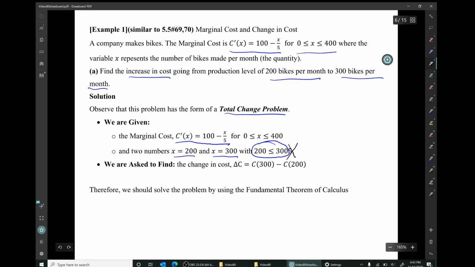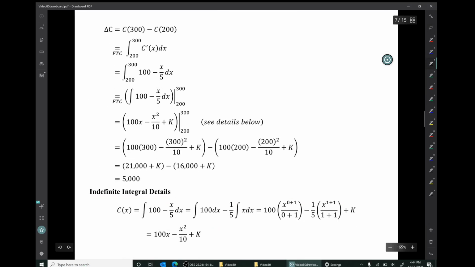And we're being asked to find the change in cost, this delta C. So we should solve the problem by using the fundamental theorem of calculus. So here's the solution. First of all, we denote the change in cost by delta C, and that's just the difference, C of 300 minus C of 200.